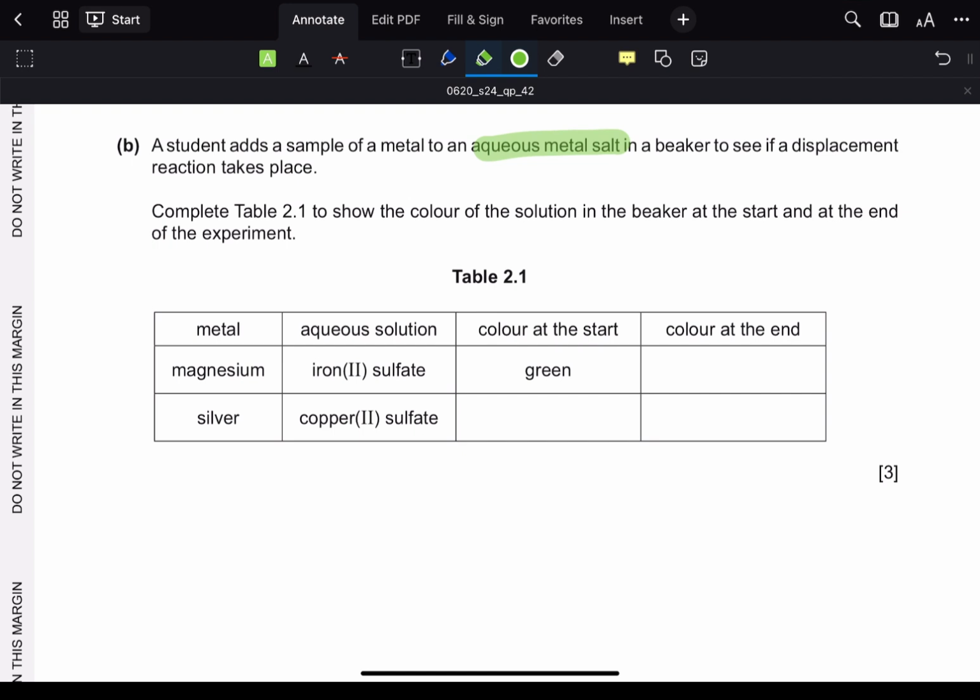Part B. A student adds a sample of a metal to an aqueous metal salt in a beaker to see if a displacement reaction takes place. Complete table 2.1 to show the color of the solution in the beaker at the start and at the end of the experiment. In the first experiment, we have magnesium as the metal and iron 2 sulfate as the aqueous solution. So to decide if magnesium will displace iron from iron 2 sulfate, we have to refer to the reactivity series again. If magnesium were more reactive than iron, it would displace iron from its compound.